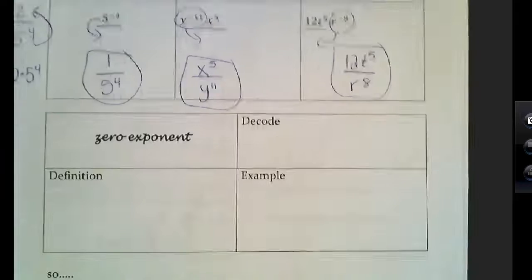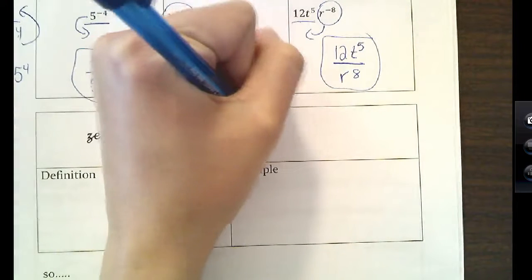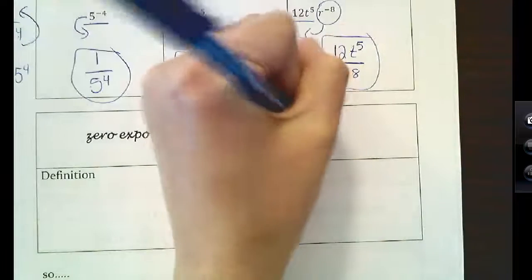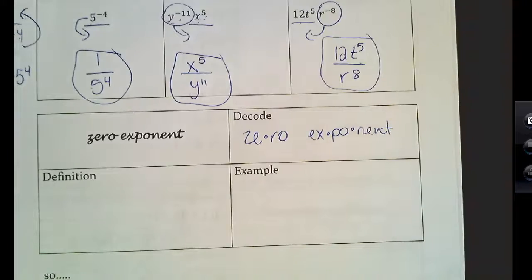And then today we're also going to be learning about the rule for what to do with zero exponents. So go ahead and decode that for me, please. So decode zero exponent. All right, now, something very interesting happens when we have an exponent of 0.